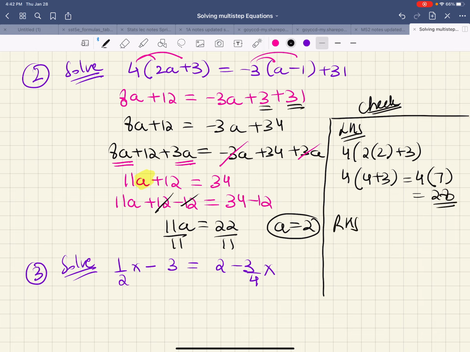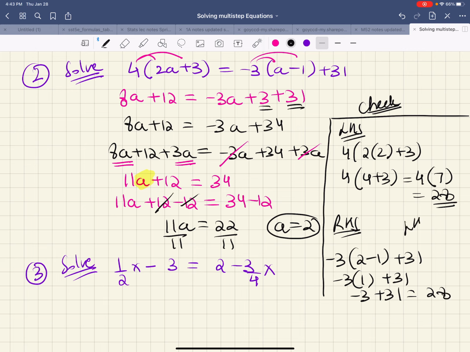Now let's check the right-hand side. If I replace a by 2, what do I get? -3 times (2 minus 1) plus 31. 2 minus 1 is 1. So that's -3 plus 31. 31 minus 3 is also 28.